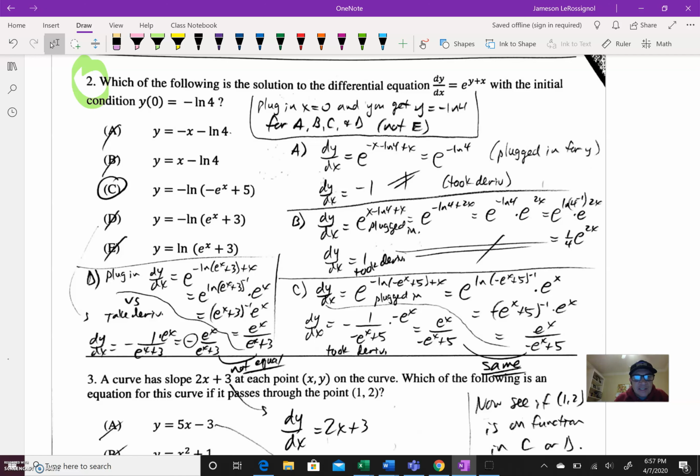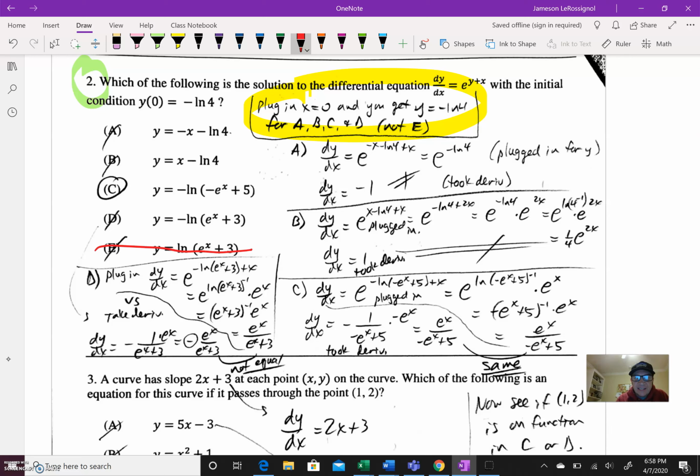The trick here, though, is there's lots of details. We're going to have to do a fair amount of work to get through it. You'll notice over here, if you plug in x equals 0, you should get y equals negative ln 4. That happened for all of A, B, C, and D, not E. So really, the only one we got to cross out using that technique was E, and that's a bummer. That means we have to investigate these 4 other ones. There are 2 techniques we're going to have to use, and we're going to bring them together.